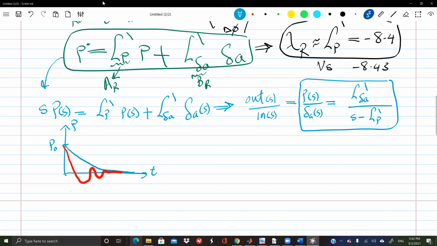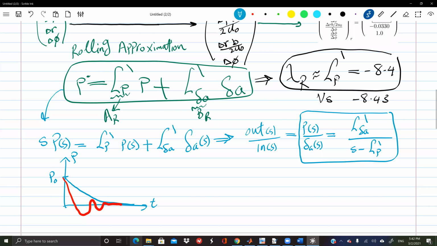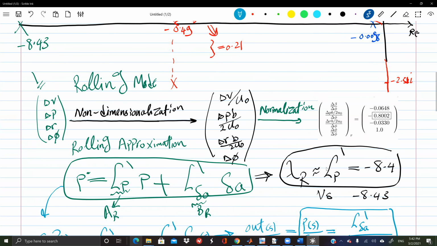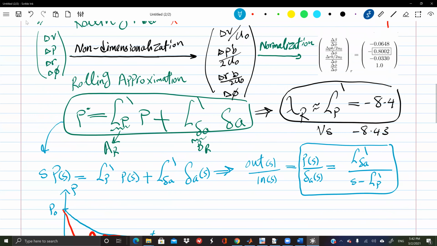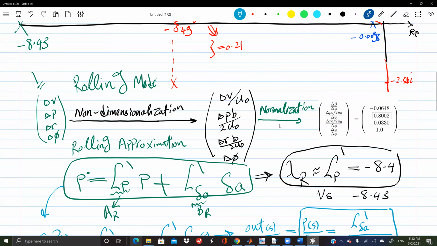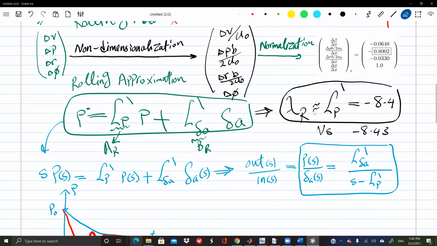This was the exact value coming out of the 5x5 matrix. And this is the simple one coming from a very simple analytical expression, which says that lambda rolling is approximately given by LP dash. LP dash here is simply LP, because there is no IXZ, and it's negative 8.4. So when you substitute this, you get negative 8.4, but the exact value of the eigenvalue was negative 8.43.